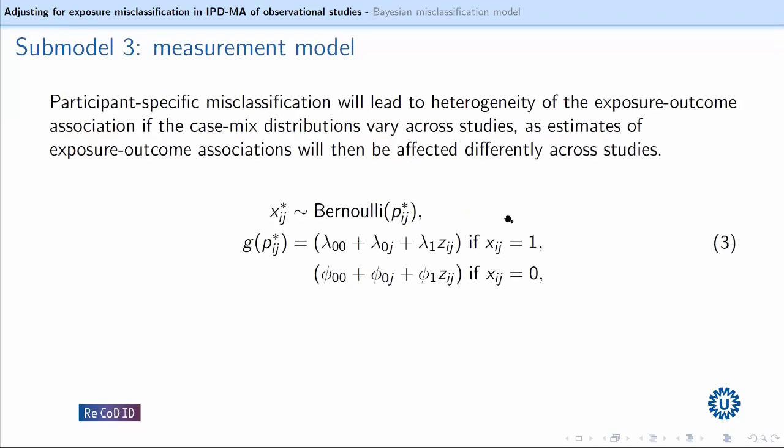And then finally, we have a measurement model that aims to explain the misclassification in the possibly misclassified exposure. We stratify this by values of the gold standard because we don't want to induce an association between the sensitivity and the specificity of this relationship.